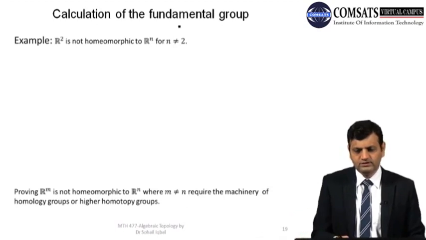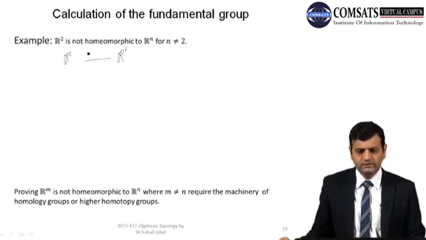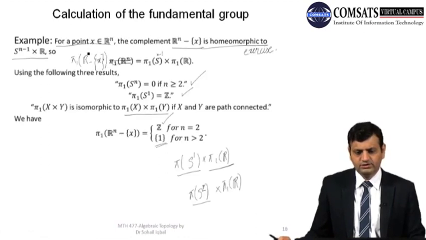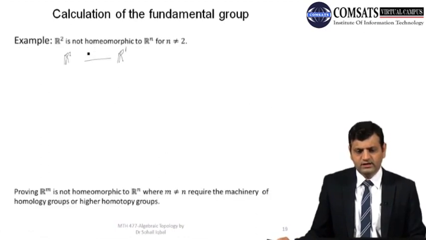Similarly, we can use this calculation to show that R2 is not homeomorphic to Rn when n is not equal to 2. So how to show that R2 is not homeomorphic to R1? It's very simple, using the connectedness argument. Taking one point out from R1 will make it disconnected, and taking one point out from R2 still leaves it connected. Now using the previous argument, we can show that R2 is not homeomorphic to Rn. So how to show that?